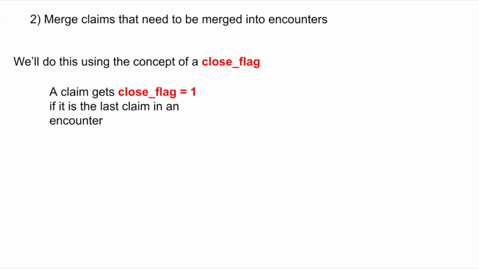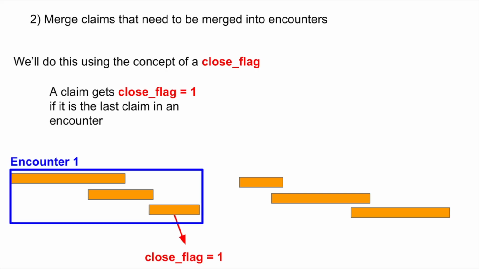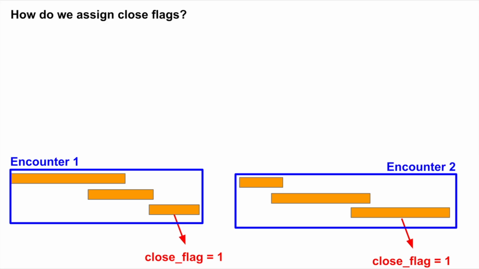a close flag. A claim gets a close flag of 1 if it is the last claim in an encounter. So for example, if we have claims that look like this in time, this claim gets a close flag of 1 because it is the last claim in this encounter, and this claim gets a close flag of 1 because it is the last claim in this encounter. So how do we assign close flags?